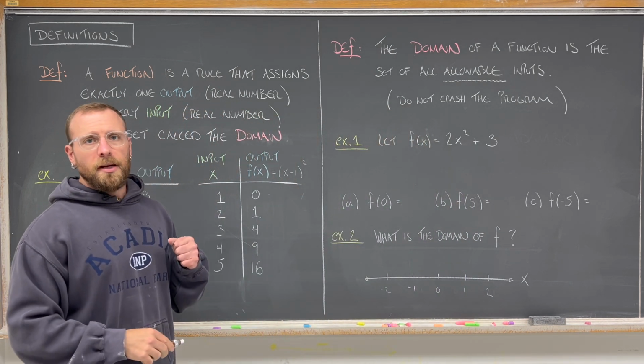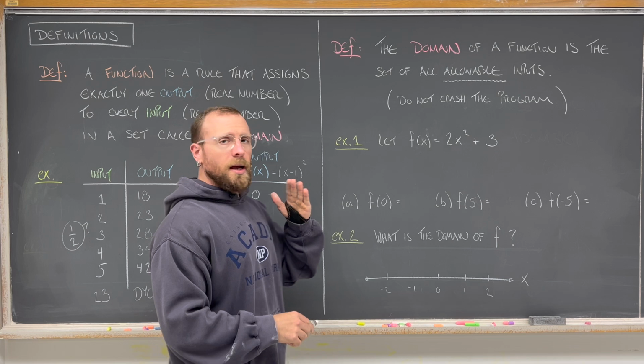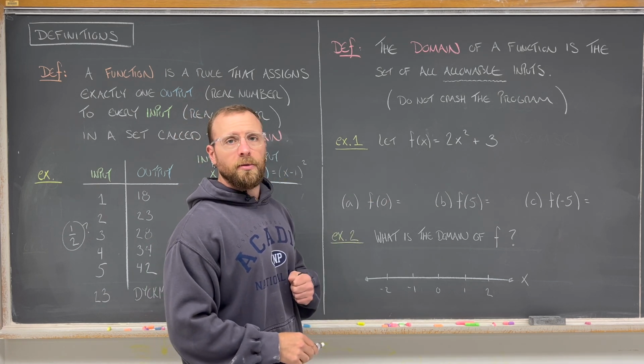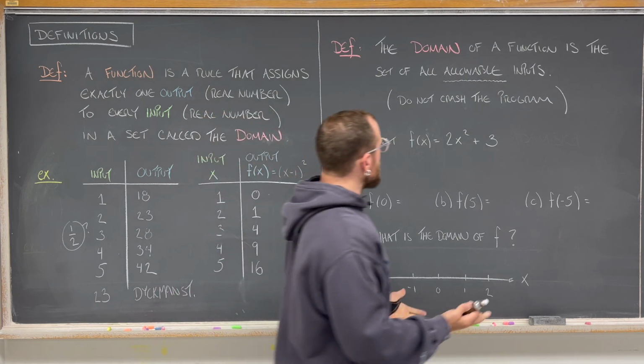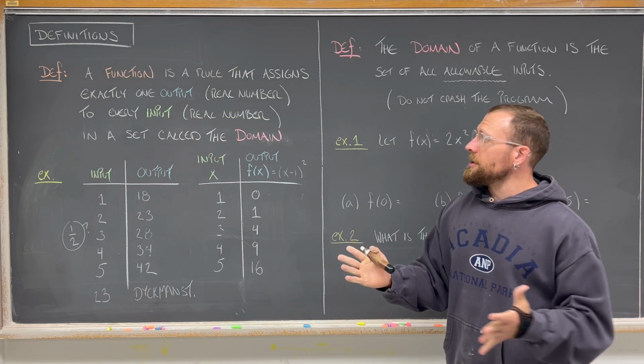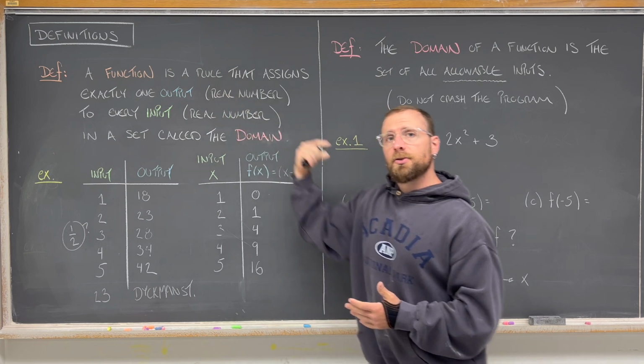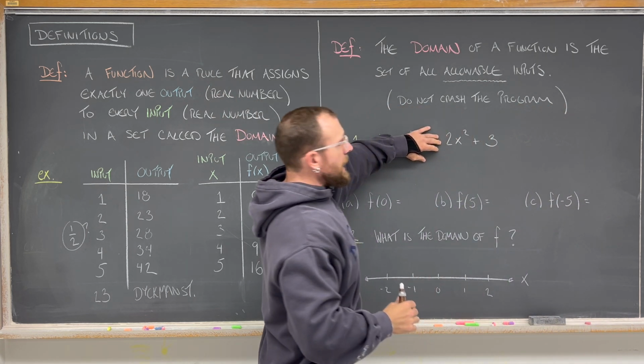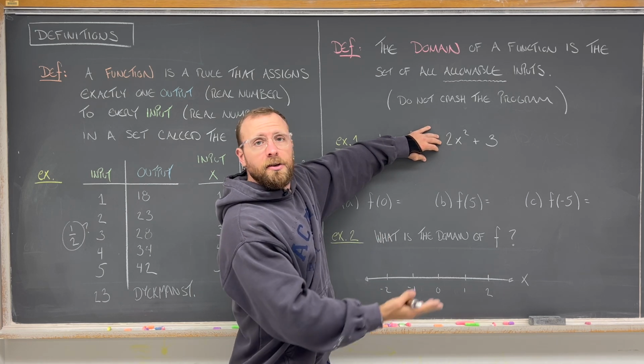Here's another example, and this is more in line with what we'll be doing in this class. I'm just telling you the function. The function is 2x squared plus 3. What does that mean? Well, the function is the action. The function is the rule that's being described here. Up until now, we've been so focused on the algebra of this. Can you factor it?